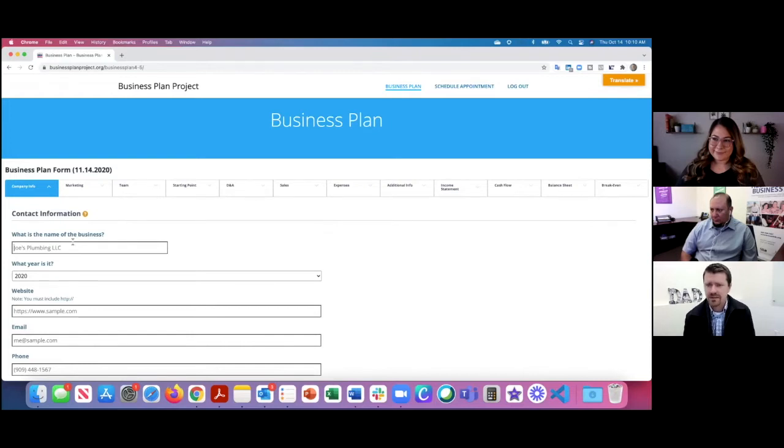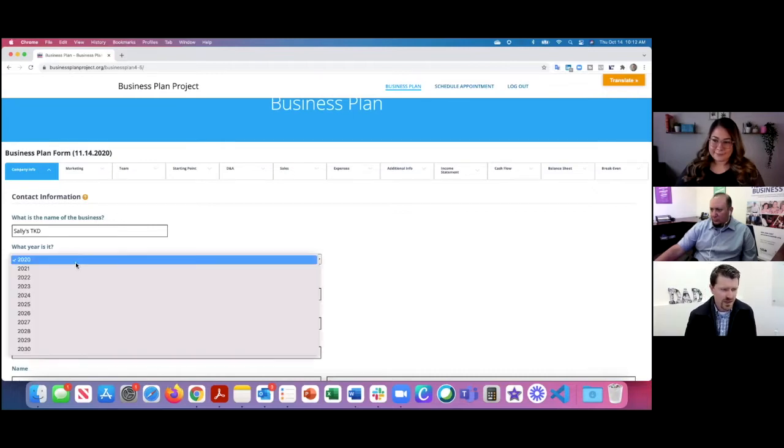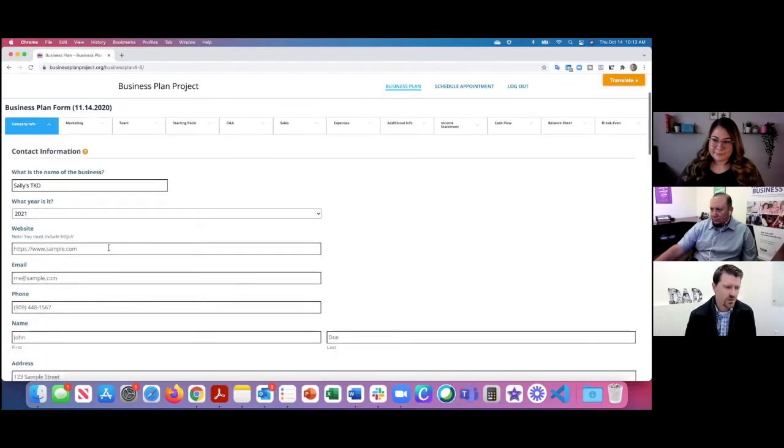We add some placeholder text in each box or under each question, like what's the name of the business? So the placeholder text says Joe's Plumbing, but for today's example, let's go with Sally's TKD, Taekwondo. My son used to do Taekwondo, so I always like to use that as an example. But you got, what year is it? It's 2021. What's our website? If we had one, we can plug it in here.